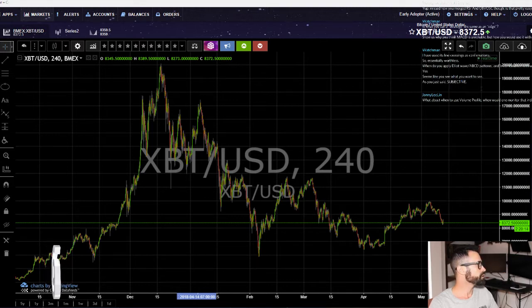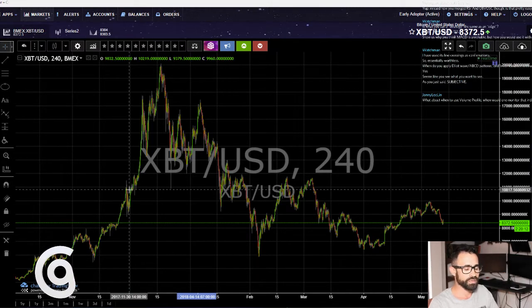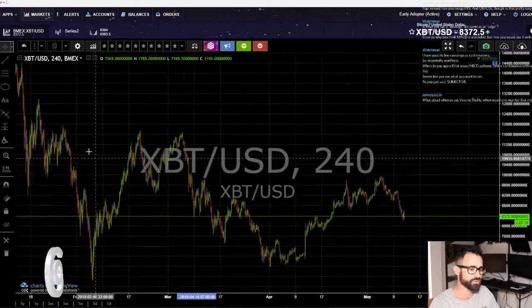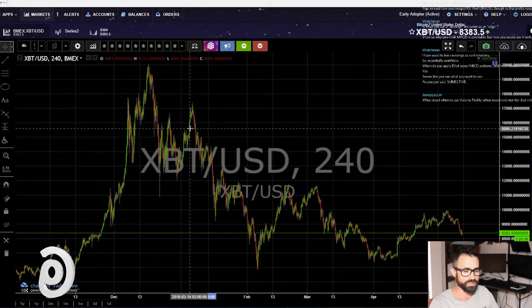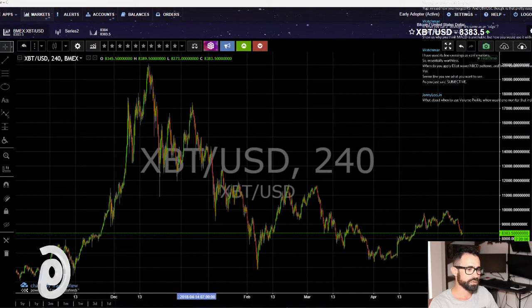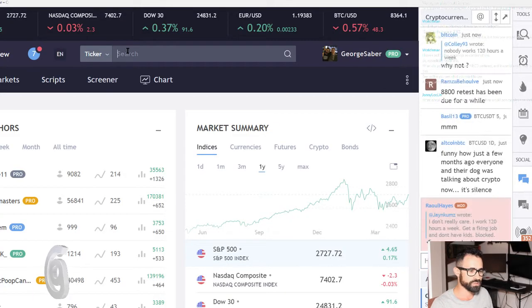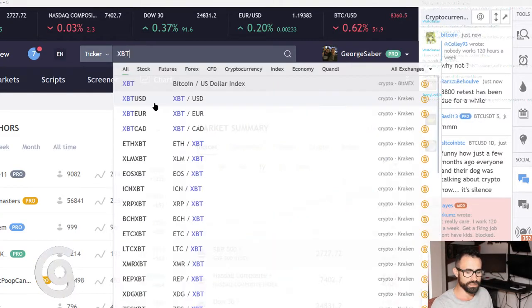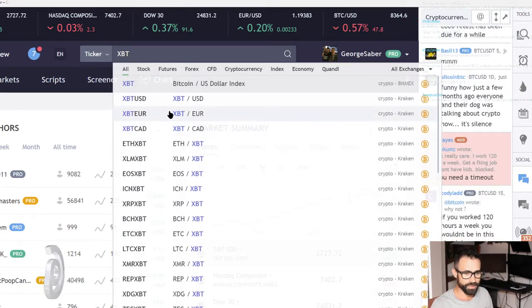VPVR, I will get into that. The volume profile, I will get into that when we hop into TradingView. Real quickly, I'm going to put some Bollinger Bands on here. Actually, let's do that in TradingView. So let's go ahead and do that in TradingView. Let's go to XBT. I want the BitMEX chart. There we go.